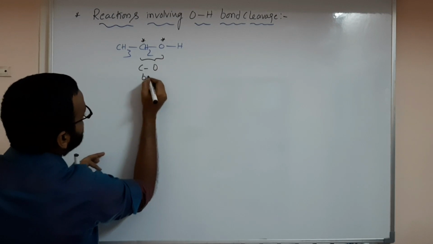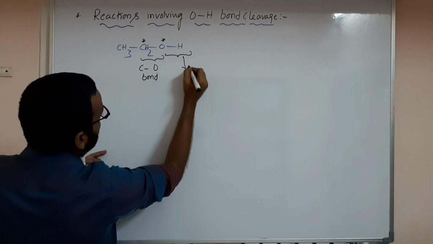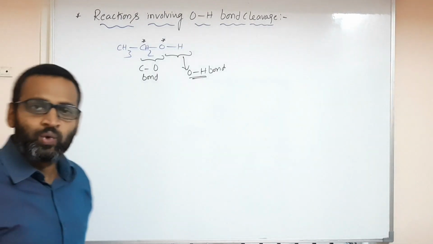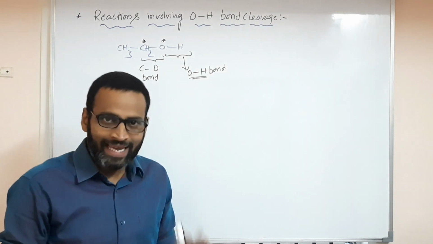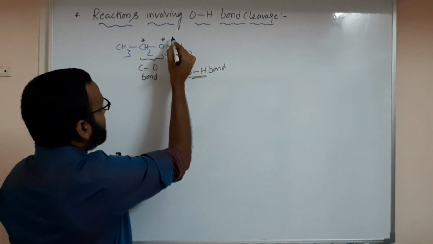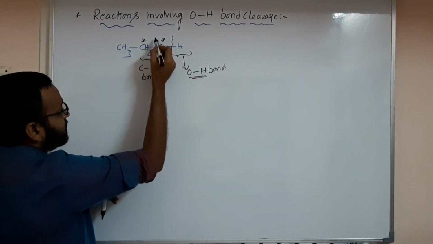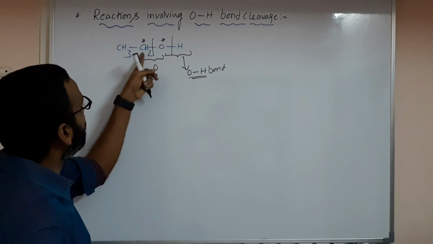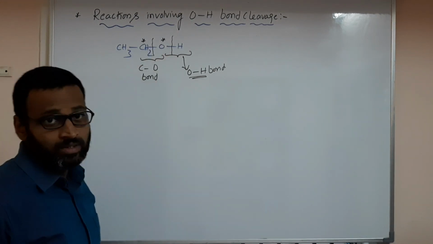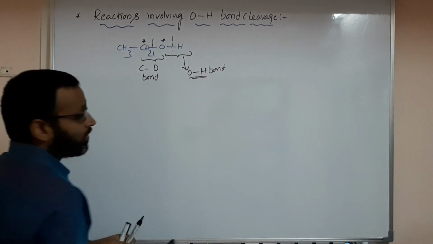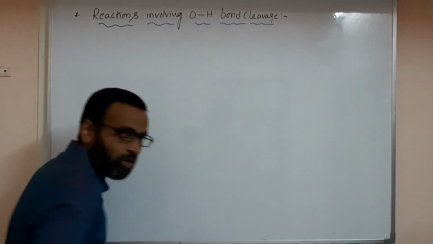What bond is this called? CO bond. This bond is called OH bond. So 2 types of cleavage. Cleavage means breaking. Can happen or not? Yes. So the reaction can involve this OH bond breaking. Few reactions can happen by breaking of this CO bond between this carbon and oxygen, not CC bond actually. Getting, everyone? So like that, we have 2 types of chemical reactions: reactions involving CO bond cleavage and reactions involving OH bond cleavage.